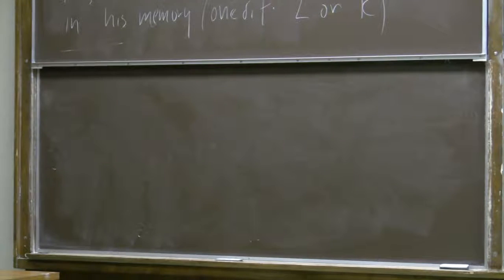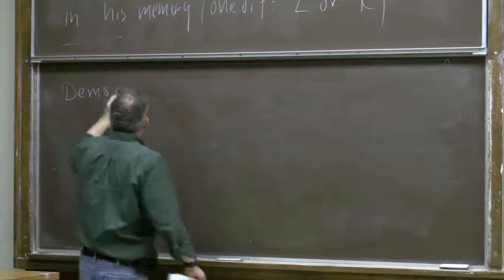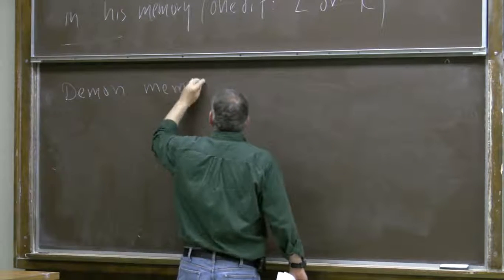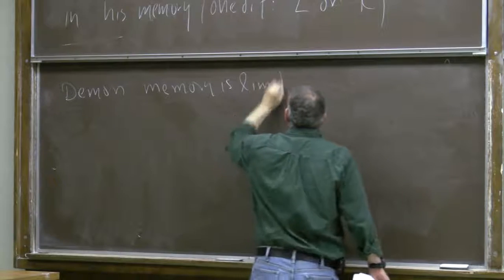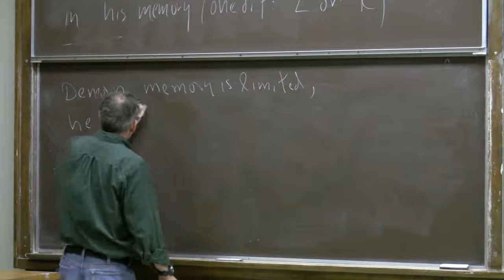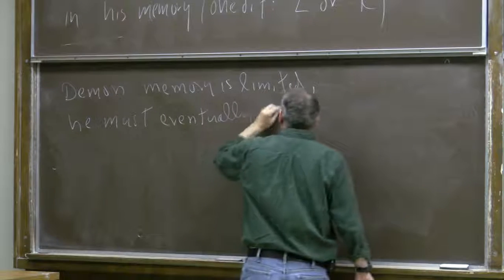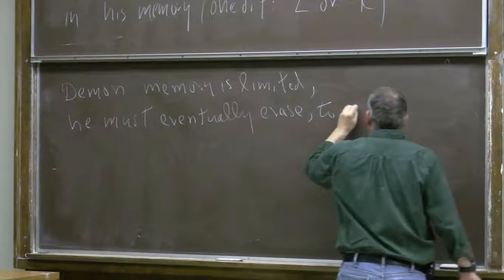Now, the demon might have a lot of memory, and if he has a finite amount of memory, eventually he's going to use it up, and he won't be able to do this anymore. He won't be able to store another bit unless he what? Right. So the demon's memory is limited. He must eventually erase, if he wants to reuse it.